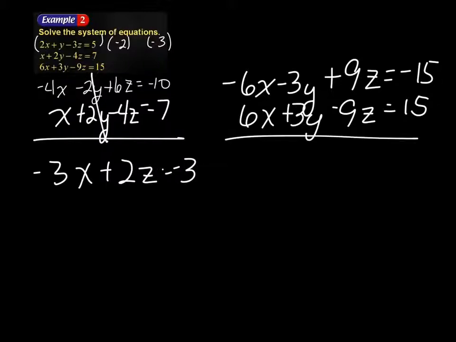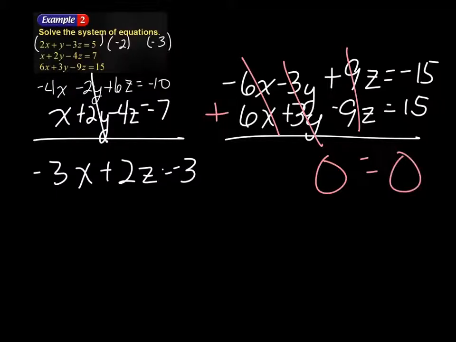But Houston, we have a problem here. When I add, I get no x's, no y's, no z's. I get 0 equals 0. Well, 0 does in fact equal 0. That is a true statement. So this is going to be our infinitely many case. All the variables drop out and you get a true statement. There are an infinite number of solutions.